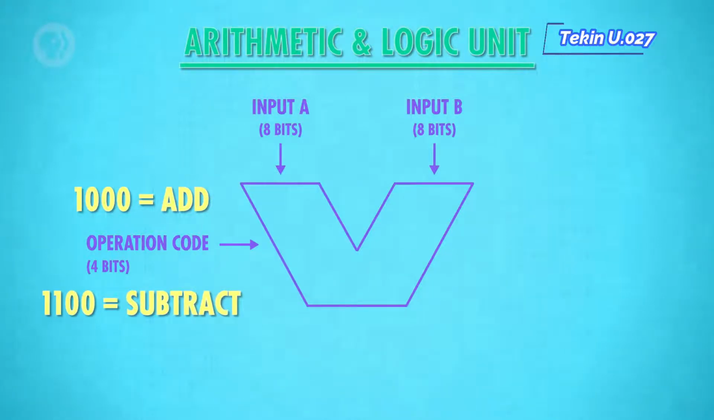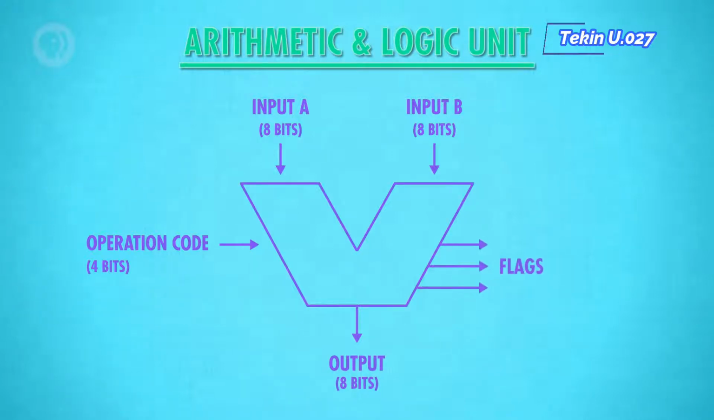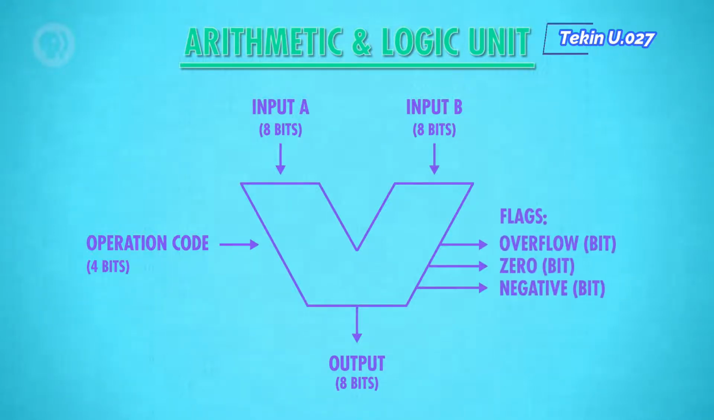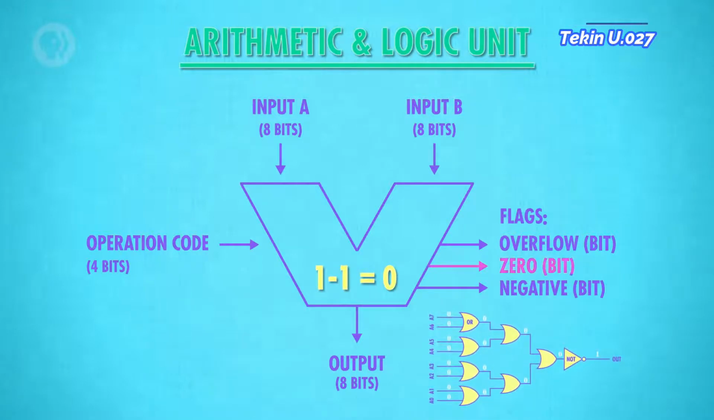Basically, the operation code tells the ALU what operation to perform, and the result of that operation on inputs A and B is an 8-bit output. ALUs also output a series of flags, which are 1-bit outputs for particular states and statuses. For example, if we subtract 2 numbers and the result is 0, our 0 testing circuit, the one we made earlier, sets the 0 flag to true. This is useful if we are trying to determine if 2 numbers are equal.